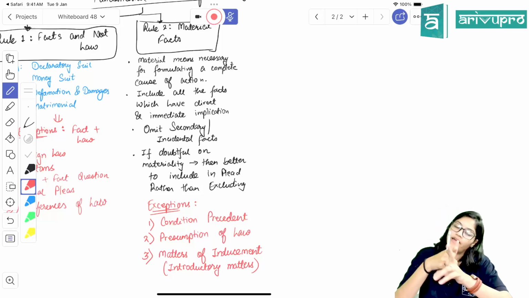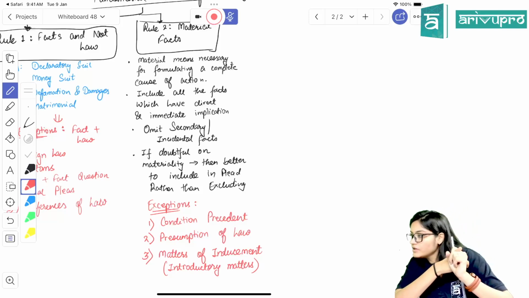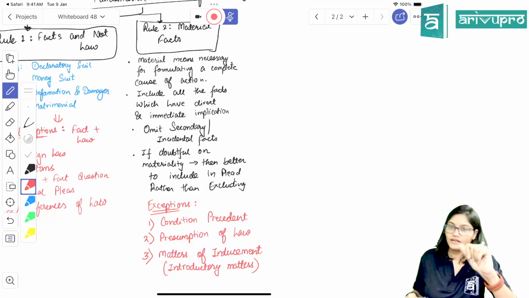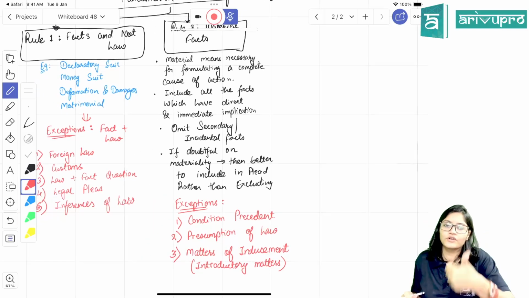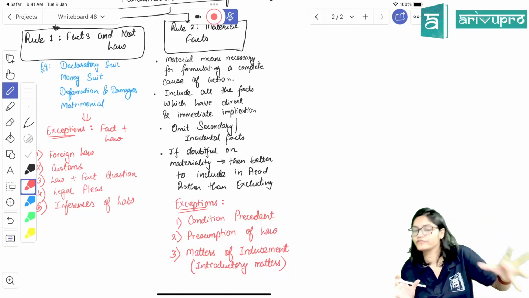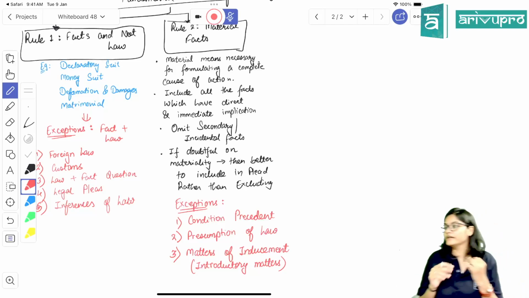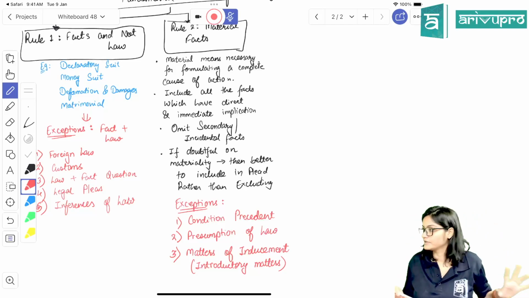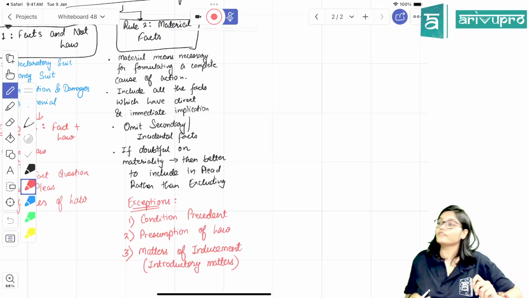Ma'am, rule 1 says facts only you have to mention and not the law. Some exceptions are there. What are the exceptions? Foreign laws are there, customs are there, where the mixed question of law and fact is there, legal pleadings are there, and inferences of laws are there. Done? Then second rule says material facts only.